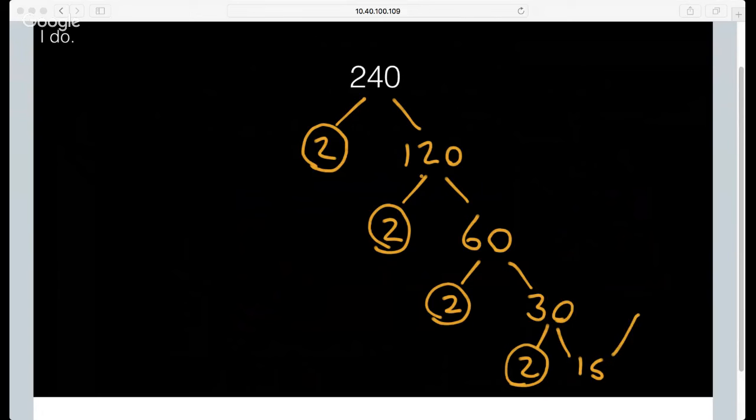15, I'm just going to go this way, and it's going to look terrible, but it's okay. 15 is going to be 3 and 5. And 3 and 5 are prime numbers. So now I'm done. When I have only prime numbers left, then my prime factorization is finished.